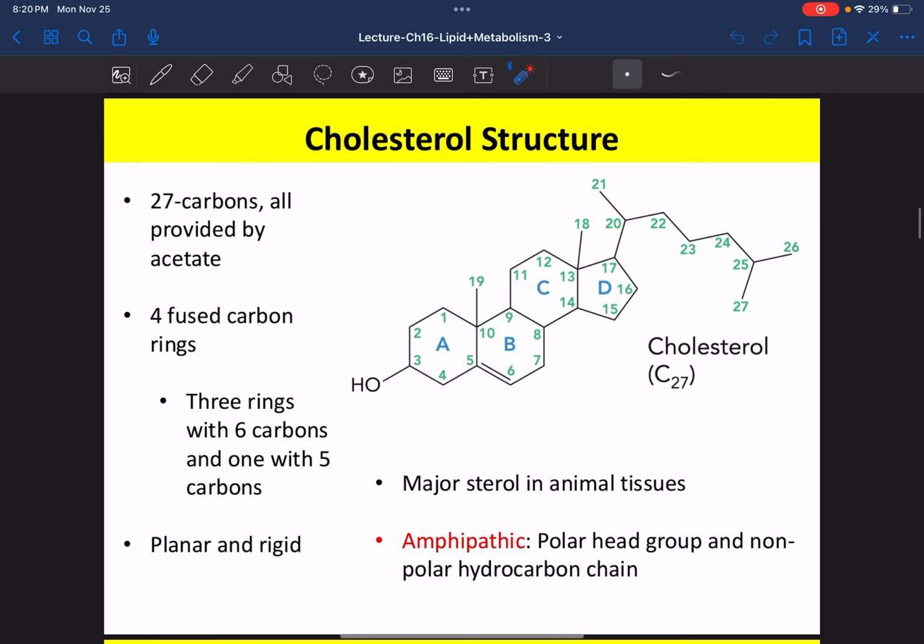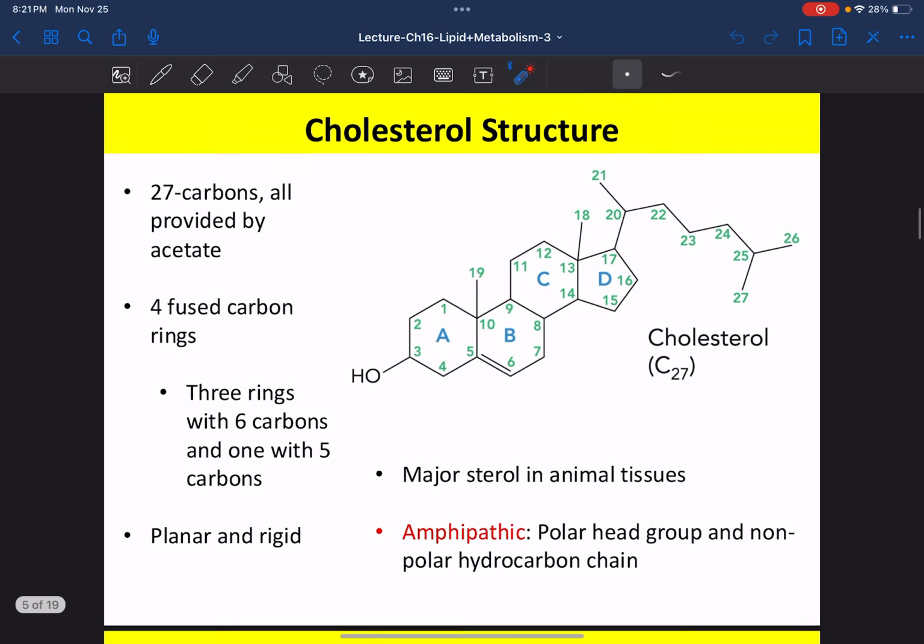So here we have the structure of cholesterol, which is 27 total carbons, and A, B, C, and D in the structure are 4 carbon rings that are fused, and A, B, and C all have 6 carbons, while D only has 5. It is planar and rigid and a major sterol in animal tissues. It is also amphipathic, meaning that it has a polar head group and a nonpolar hydrocarbon chain.